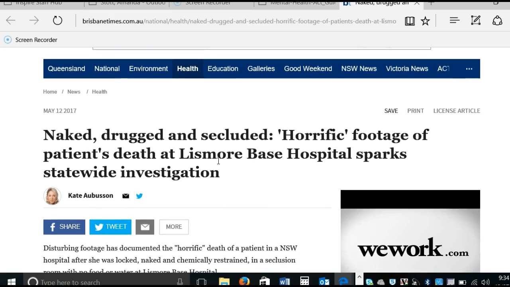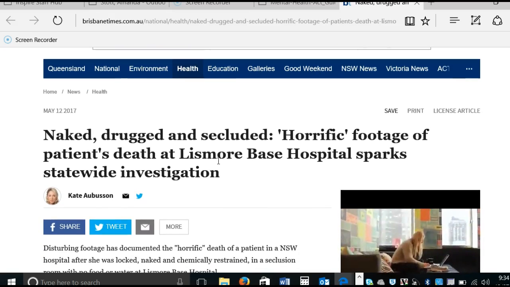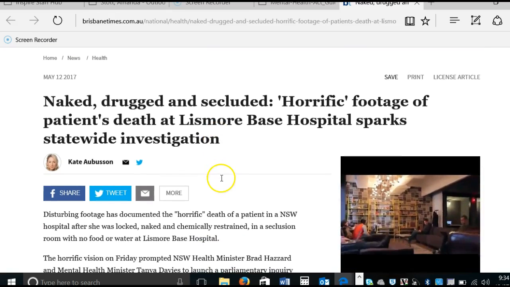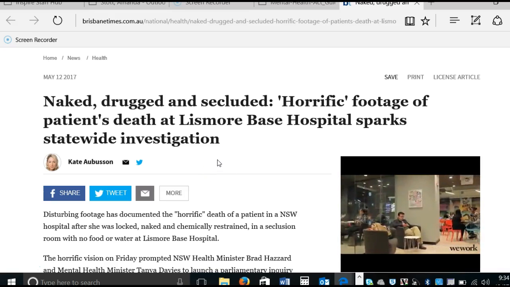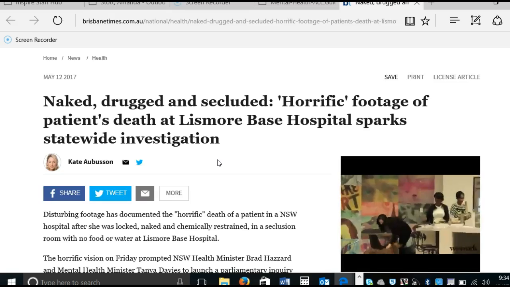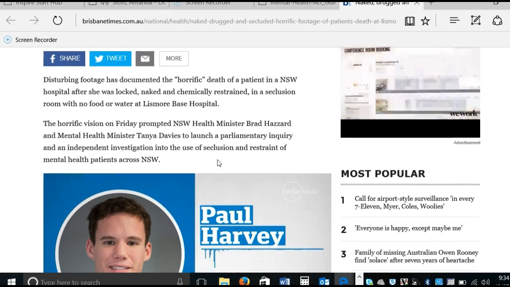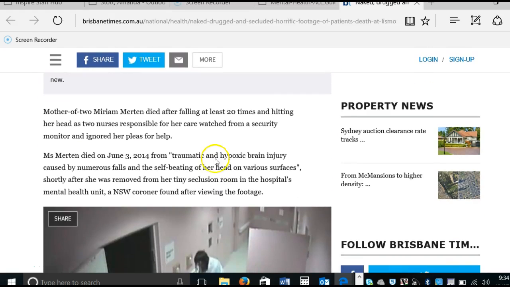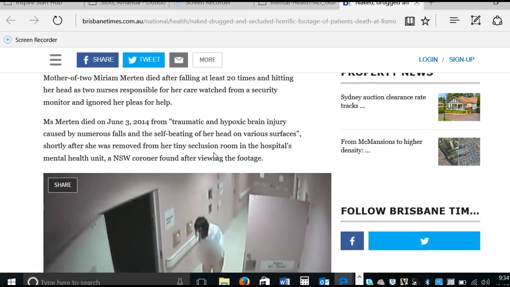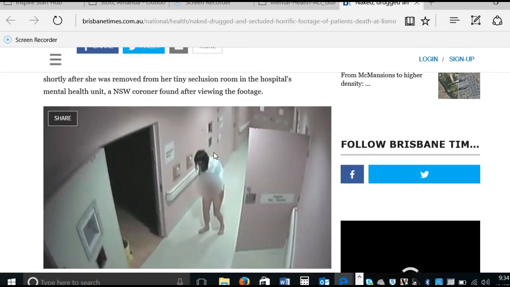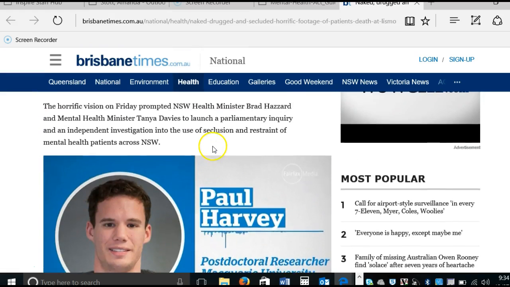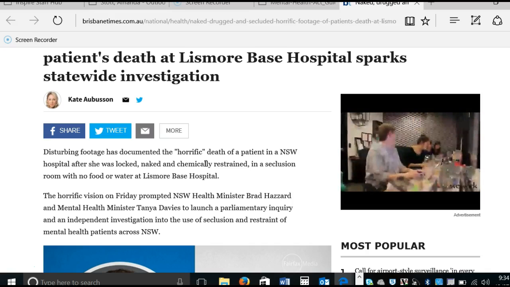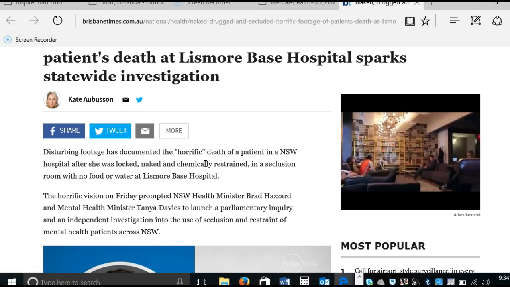And it concerns the case of the patient Miriam Merton, who was a 46-year-old woman, and she was in hospital in the mental health unit at Lismore Base Hospital. And what happened was that Miriam was secluded for up to 5 hours, and there's footage there that if you wish to you can access, but just a reminder that it's extremely distressing to watch, and it sparked a parliamentary inquiry.